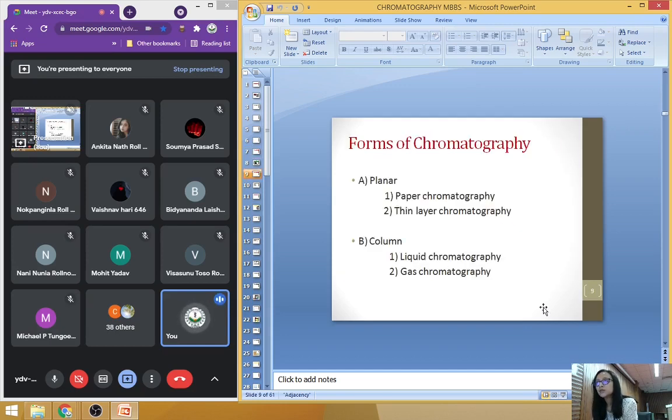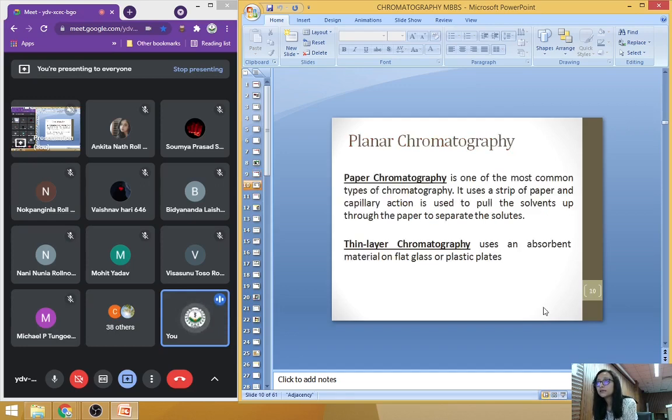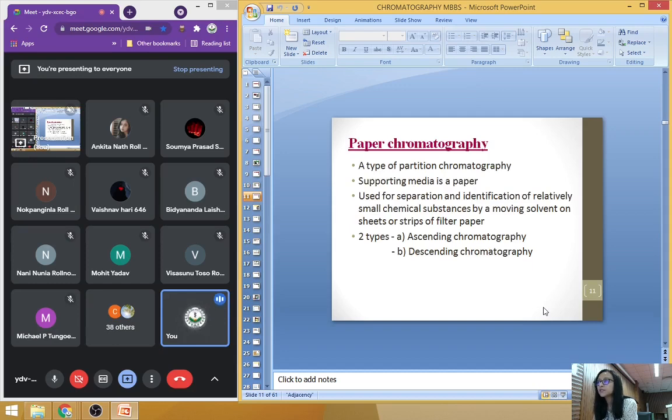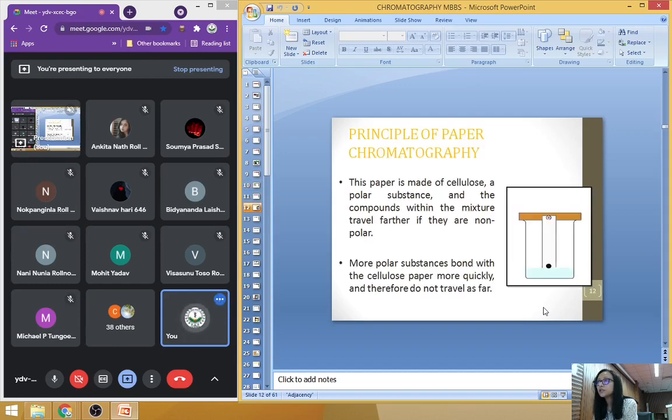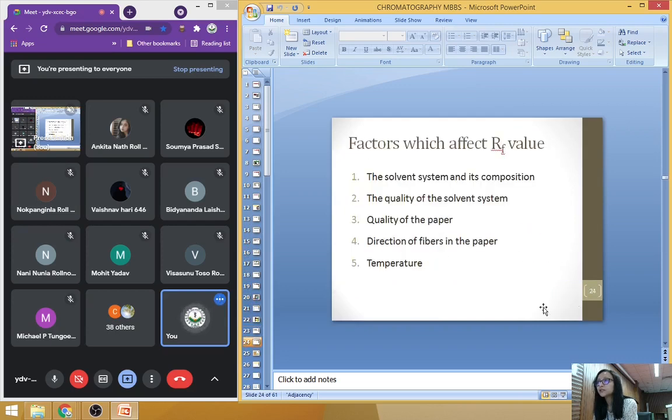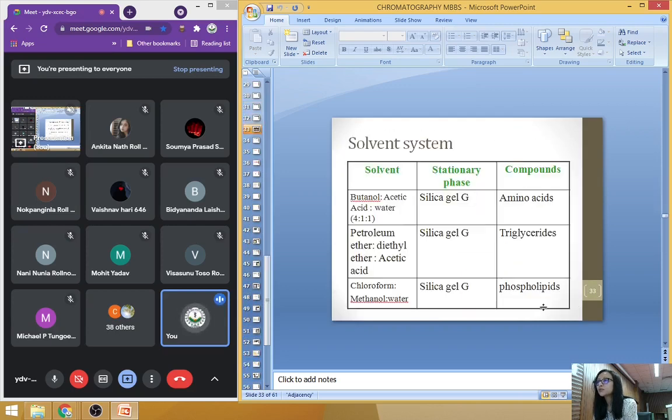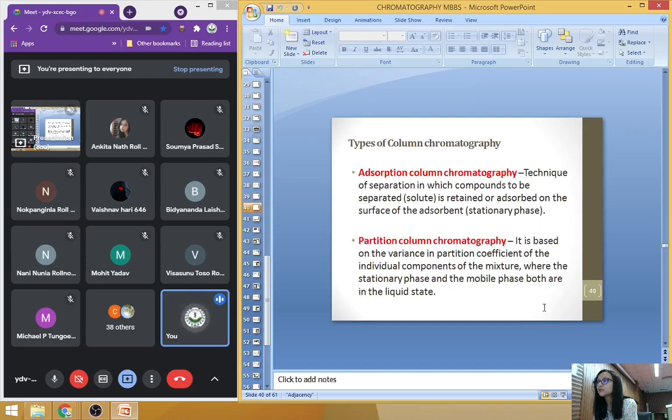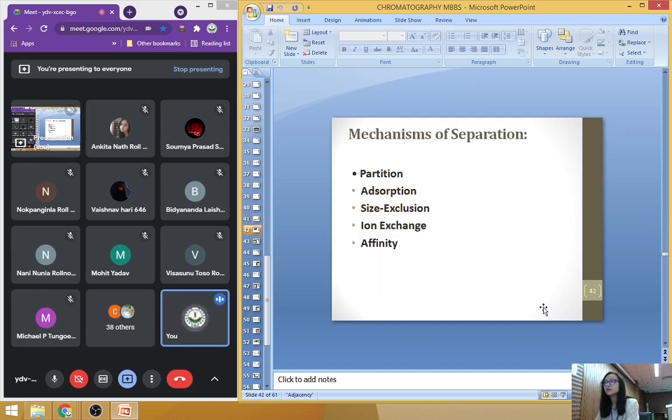There are two important forms of chromatography, planar and column chromatography. Planar, we can divide into paper and thin layer chromatography, whereas column chromatography can be liquid or gas chromatography. Based on the different mechanisms of separation, column chromatography can be divided into partition chromatography, adsorption chromatography, ion exchange chromatography, size exclusion chromatography, and affinity chromatography.